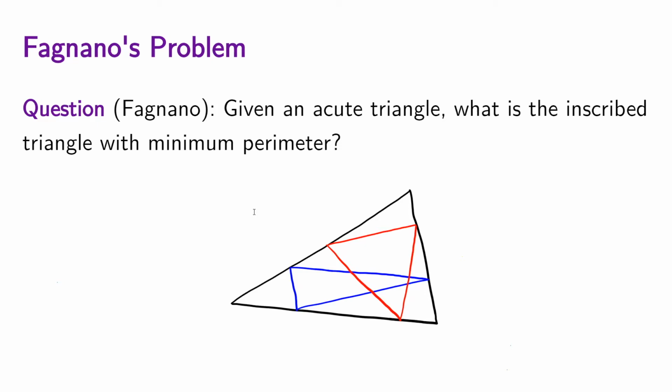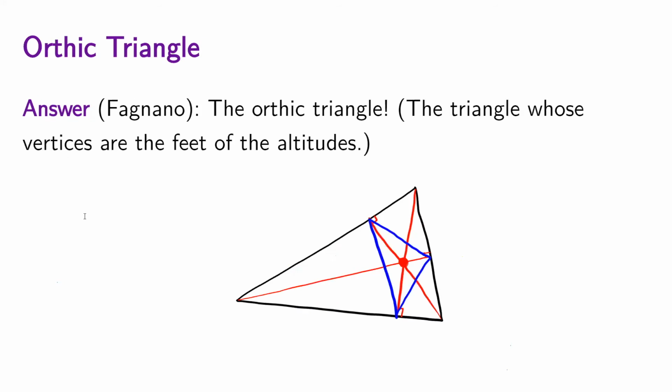Who knows? Fagnano answered this question using calculus. So you can use calculus to answer interesting questions sometimes. But the answer is by itself very nice. So here's the answer which Fagnano gave. There may actually have been two Fagnanos, a father and a son, and I'm not sure exactly of the history, but anyway, there's a very specific triangle which comes from a geometric construction which answers the question. It happens to have a name. It's called the Orthic Triangle.